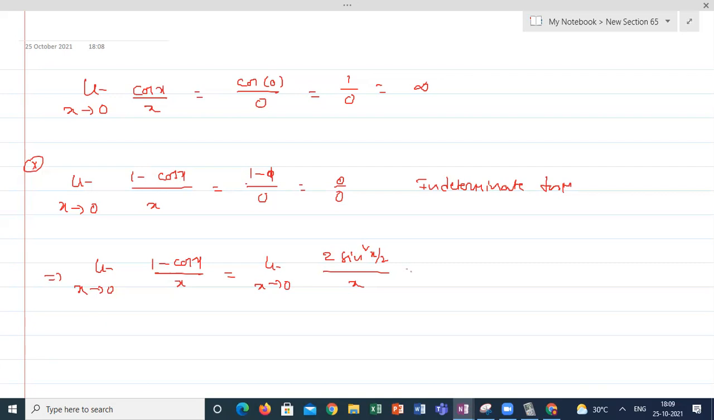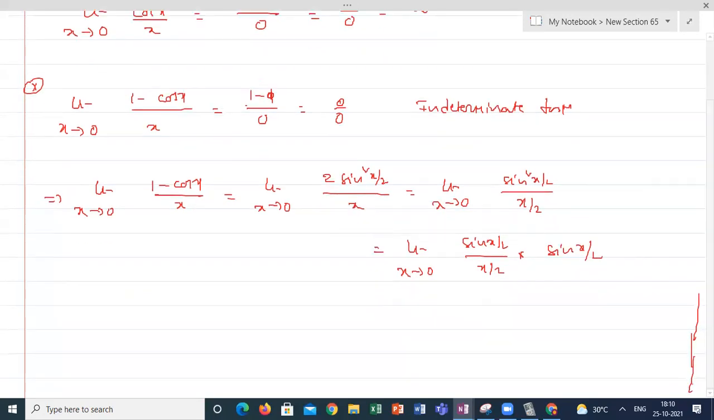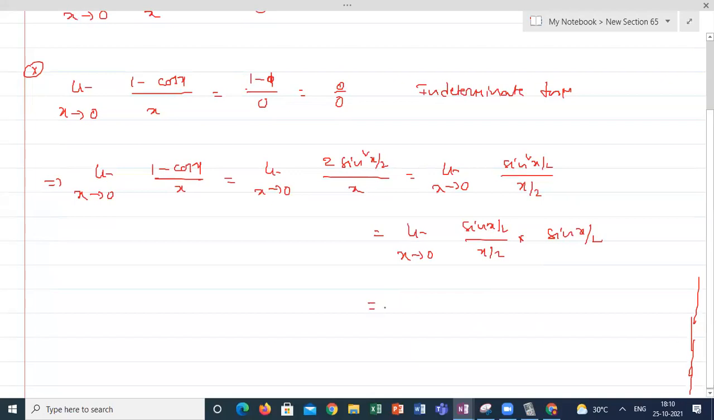So this can be written as limit x tends to 0 of sine square x by 2 divided by x by 2. Again, this can be written as limit x tends to 0 of sine x by 2 by x by 2 into sine x by 2. So now if I apply the limit, what will I get? Separately, I am applying the limit. x tends to 0, x by 2 tends to 0.